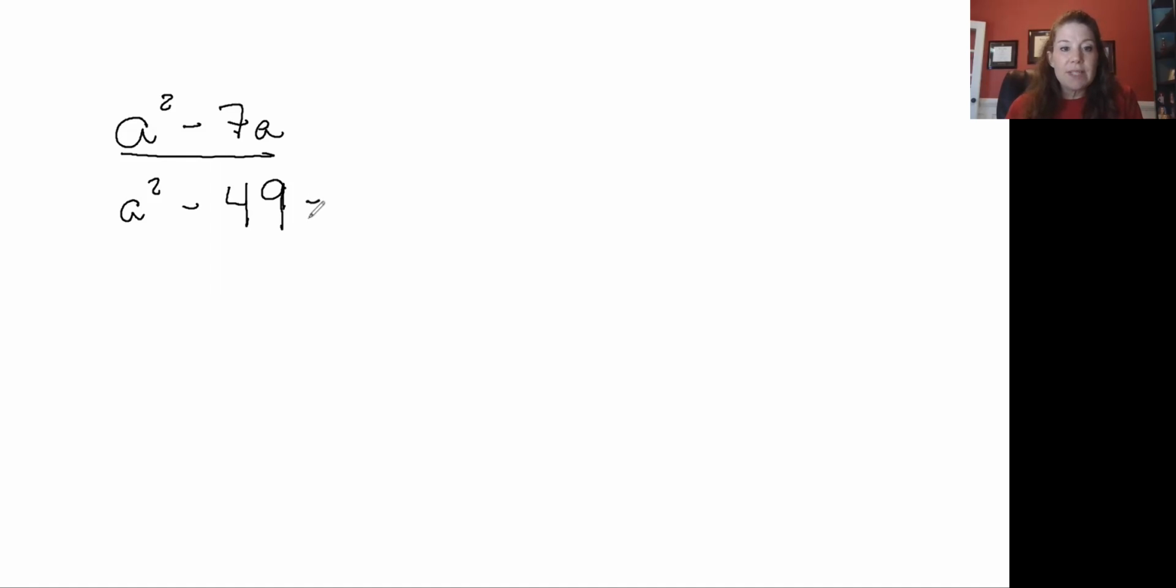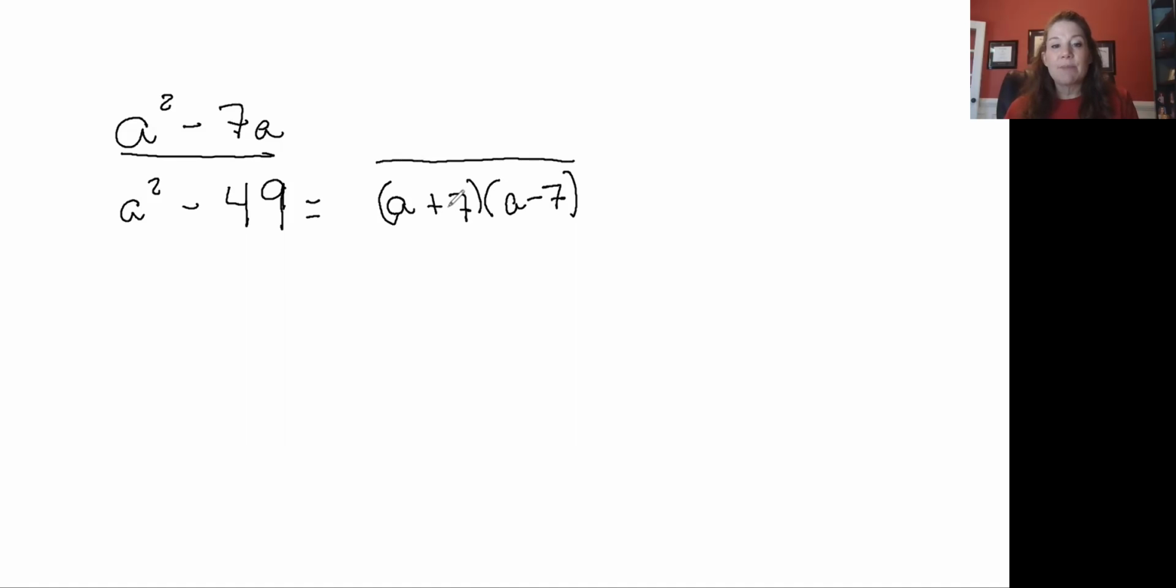So the first thing you have to do is simplify. Well, you don't have to simplify, but it's easier in this problem if we go ahead and say, okay, well, this is the difference of two perfect squares. So the square root of a squared is a. The square root of 49 is 7. And since it's the difference of squares, one gets a plus and one gets a minus. So basically, this is your denominator.